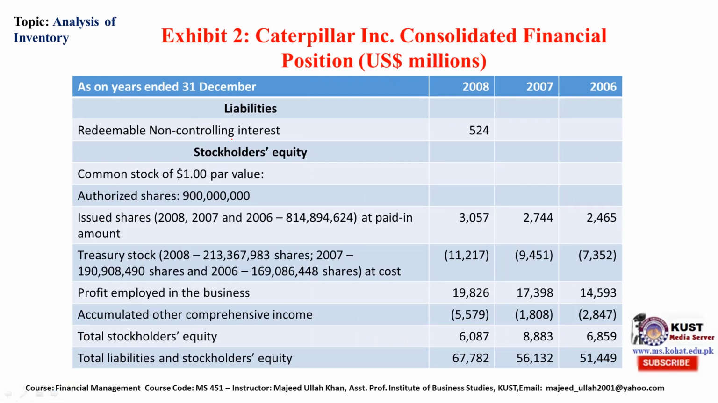Redeemable non-controlling interest, which is called minority interest, only appears in the consolidated balance sheet. Shareholder equity includes authorized capital, issued capital, and treasury stock held by the company, which will be deducted from overall equity. This is the retained earnings, or profit implied in a business. This is accumulated other comprehensive income, which is losses. This is total stockholder equity for 2008, 2007, and 2006. That is total liabilities and stockholder equity.